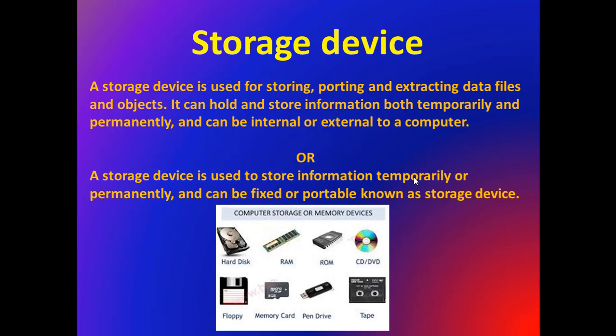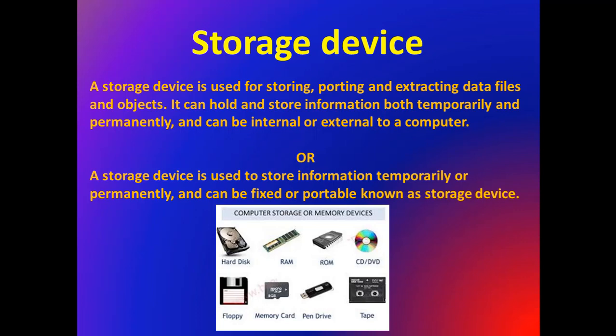In simple words, you can say a storage device is used to store information temporarily or permanently and can be fixed or portable. Students, here are the two words: temporarily, permanently. Temporarily means you can store data for a short time, and here is the example also, RAM. RAM is the temporary storage device in your computer. It can store data only if electricity is present. If there is no electricity, your data will be lost.